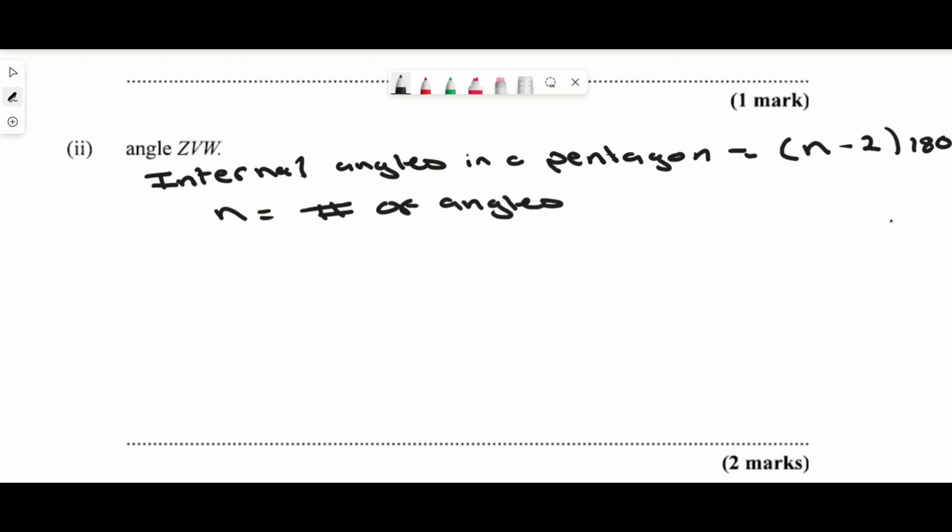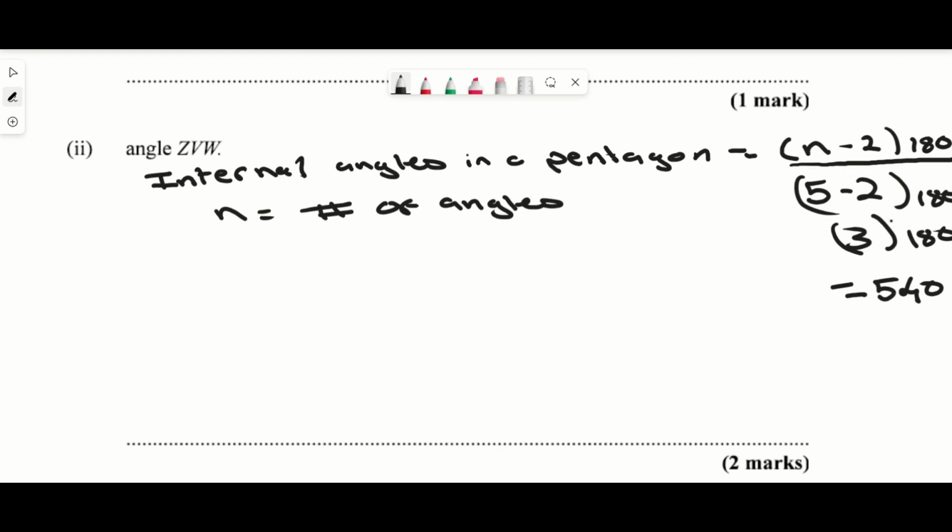So if it is a five-sided shape, we have five angles. So it'll be 5 minus 2, which is 3, by 180. And 3 multiplied by 180 is equal to 540. So the formula that you're supposed to remember is n minus 2 by 180, and we know it's 540.